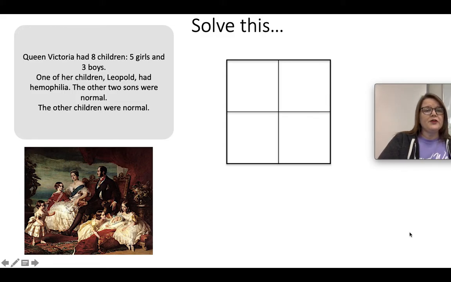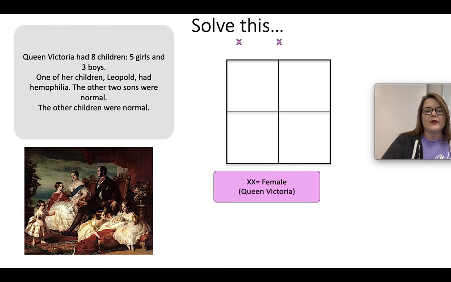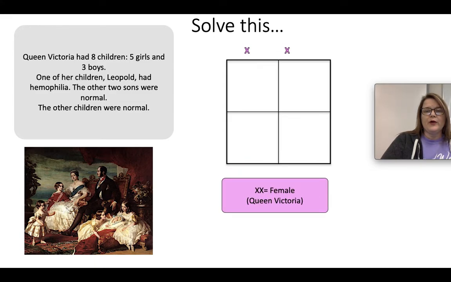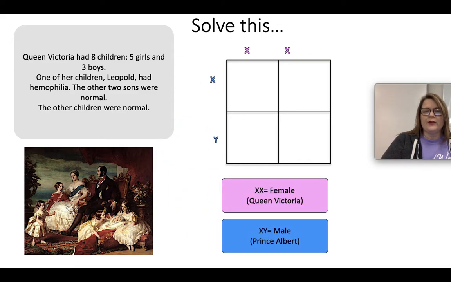Solve this. Queen Victoria had 8 children, 5 girls and 3 boys. One of her children, Leopold, had hemophilia. The other 2 sons were normal. The other children were normal. So, Queen Victoria is a female. That means we represent her with XX. Albert was a male, so we represent him with XY.